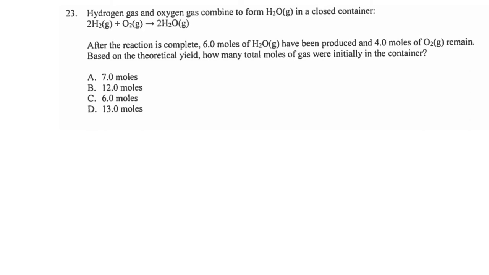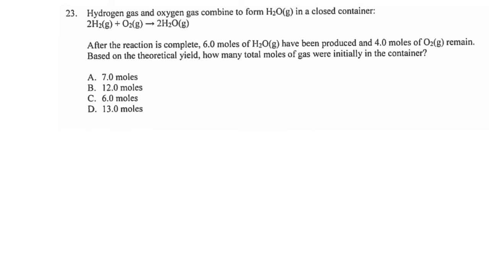All right, so let's take a look at question 23 here. Hydrogen gas and oxygen combine to form water. H2 plus O2 goes to 2H2O. After the reaction is complete, I have 6 moles of water that's been produced. 4 moles of oxygen remain, based on the theoretical yield, or assuming the reaction goes to completion. How many moles of gas were initially present in the container?